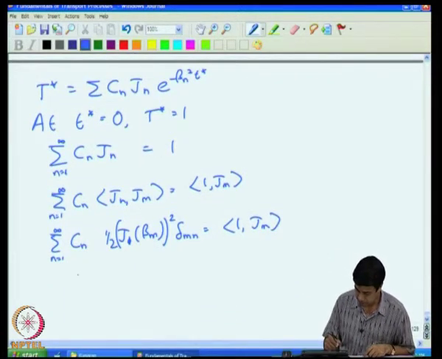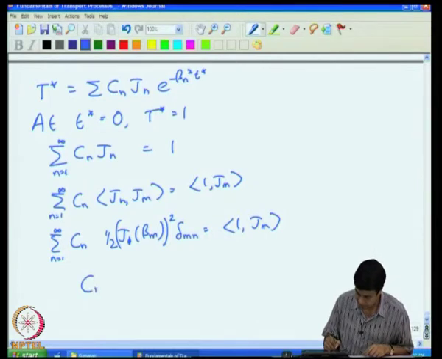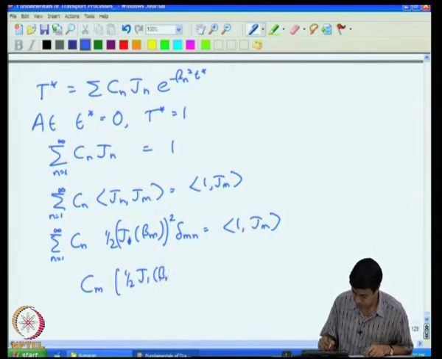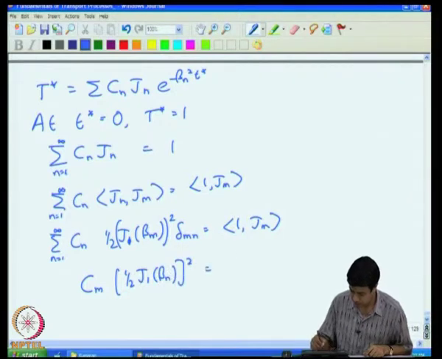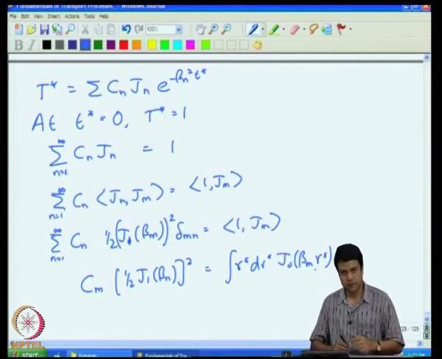Okay. So, therefore, Cn times delta mn is non-zero only when n is equal to m. So, summation Cn times delta mn is just going to give me Cm. So, I will get Cm times half J1 of beta m whole squared is equal to this, which is the integral r dr J0 of beta m times r. And from that I can determine every one of these coefficients.